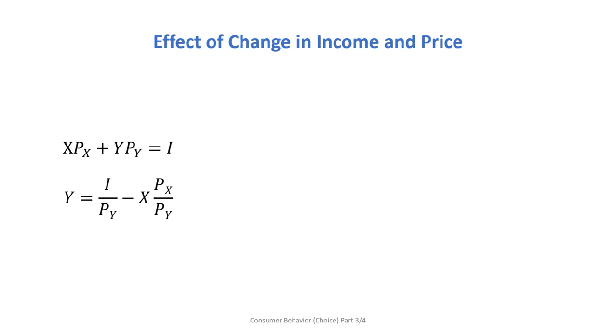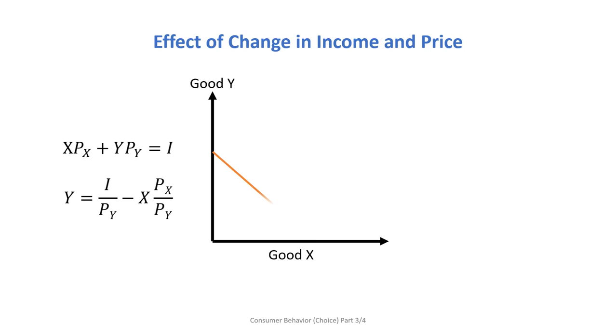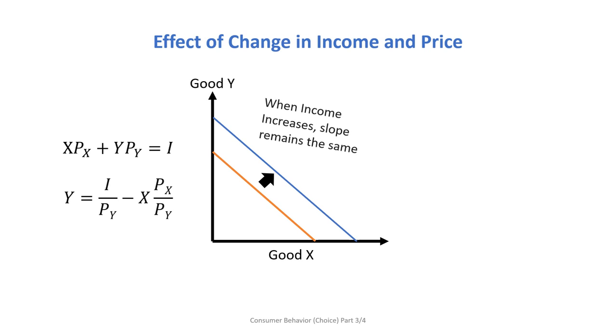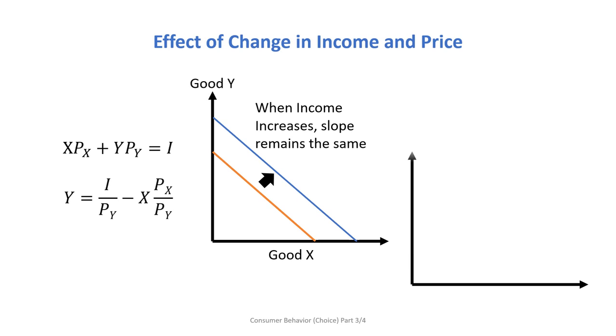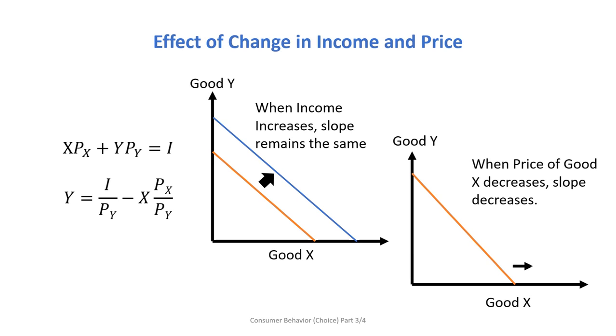First, let's revise what happens when there is a change in income or a change in price. When income increases, it enables consumer to purchase more of both goods. So this is represented on the graph by the shift of budget line. However, when the price of a commodity decreases, the slope changes. It enables consumer to purchase more of that good's maximum quantity.